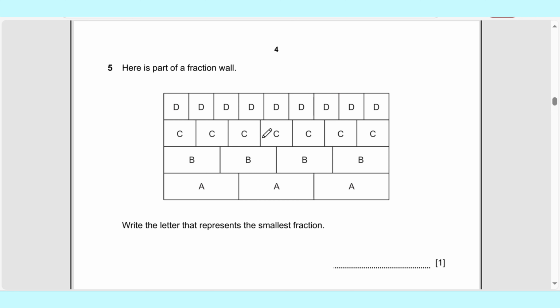Let's check out the answer, guys. So the smallest fraction is D. You can see D is the smallest fraction because this is 1, 2, 3, 4, 5, 6, 7, 8, 9. So that is 9, right? That is the smallest fraction. Let's move on.